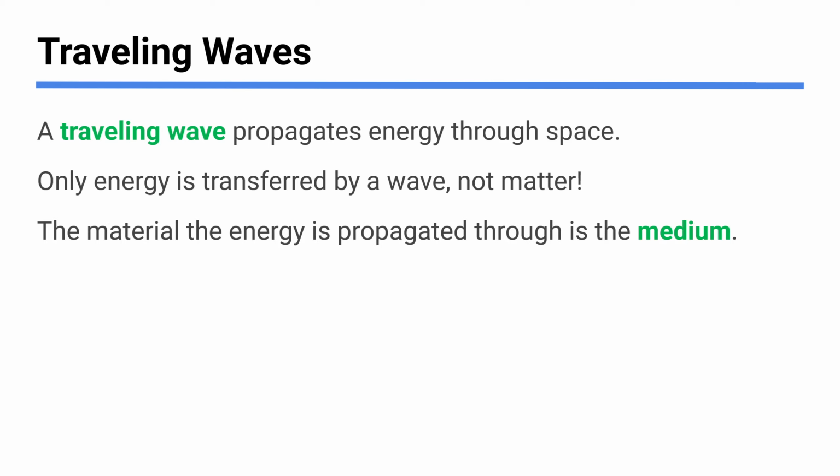And a wave almost always needs a medium, something to travel through. So picture a wave in the ocean. The medium is the water in the ocean. And the wave is some sort of abstract and vague idea, but it's some energy moving through that water.